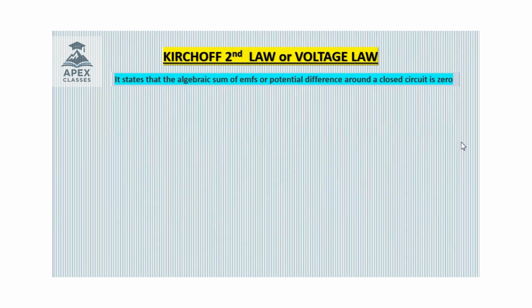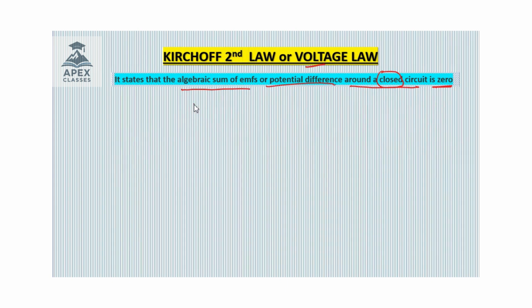Coming to Kirchhoff's second law, this law also has a name. We can also call it the voltage law. The first law was the junction law and this law is the voltage law. The first law was the algebraic sum of currents at a junction is 0. The second law is the algebraic sum of EMF or potential difference across a closed circuit. This is a very important word. In a closed circuit the algebraic sum is 0.